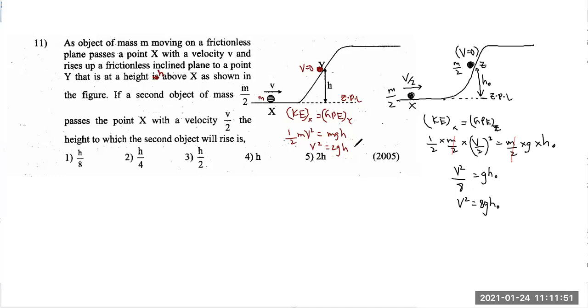So I have two equations for v squared, 1 and 2. You can equate them. 1 is equal to 2. You can see it's 2gh equals 8gh naught. Therefore, h naught is equal to h by 4, once g is cancelled out. If you simplify it, you can get h by 4. So the answer for this question should be the second one.